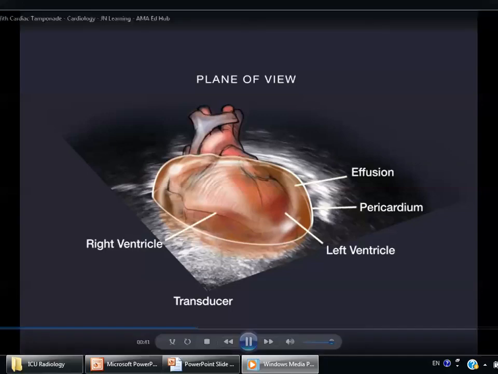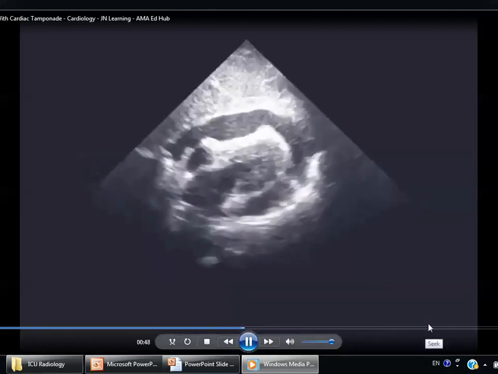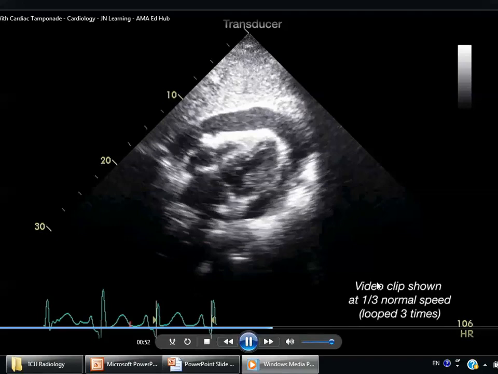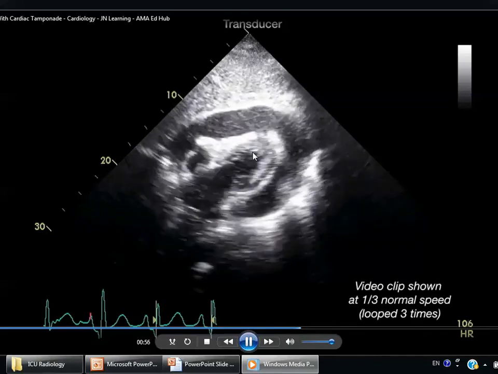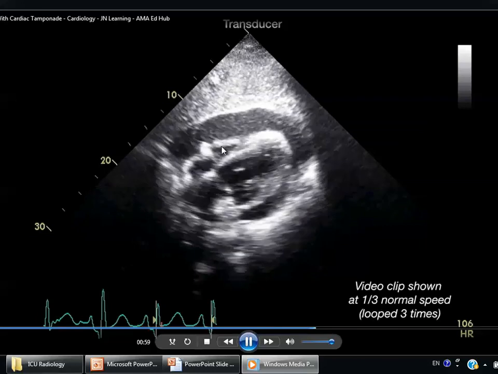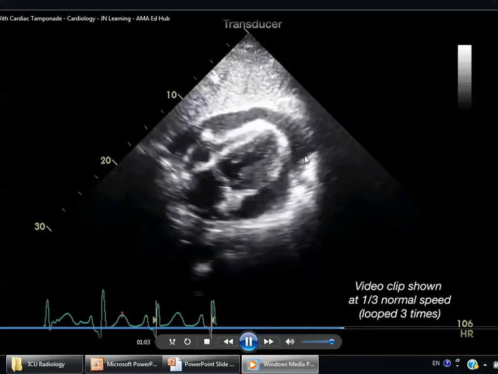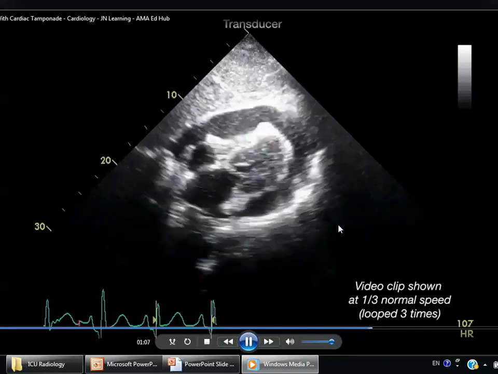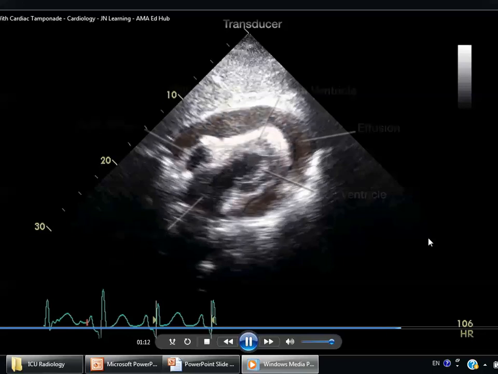And here you can see the presence of a significant amount of pericardial effusion, and also you can see the effect of this effusion on the cardiac contractility. Particularly, you pay too much attention to the right ventricle, which is almost totally collapsed while the heart is functioning. Then this is one of the signs.